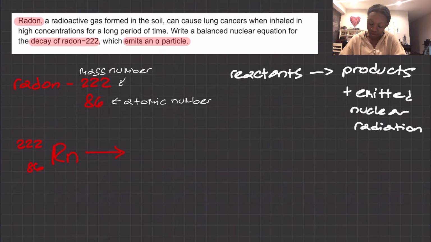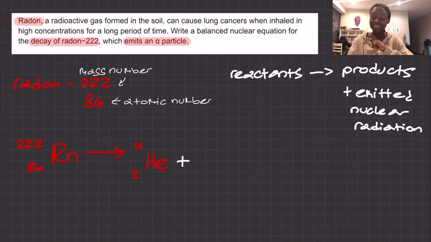Okay, so radon emits an alpha particle. So we're gonna start with what we do know, which is the alpha particle. Remember, an alpha particle can be written as a helium isotope with a mass number of 4 and an atomic number of 2. So that's how I'm gonna write it here. And then I'm gonna put addition, and then we're going to figure out what is gonna go on the other side.